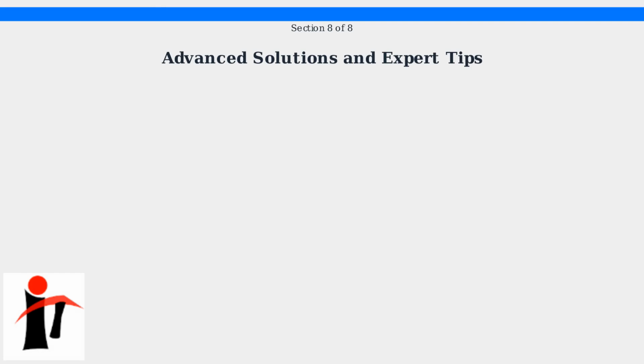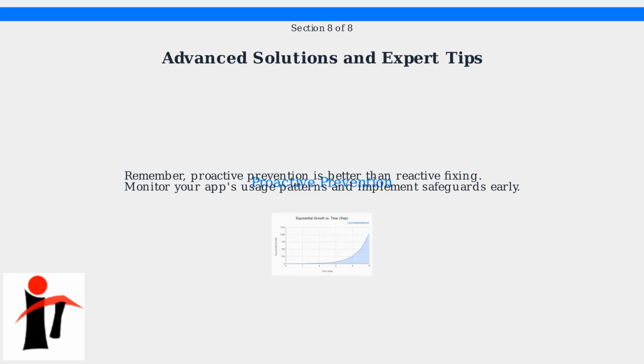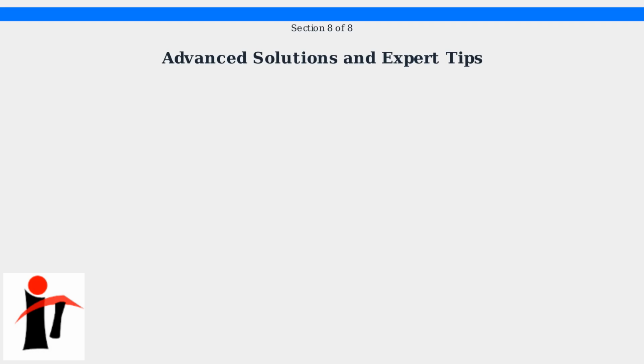or community resources. These platforms are filled with experienced developers and Tesla users who have encountered and solved similar problems, often sharing detailed troubleshooting guides and workarounds. Finally, remember that proactive prevention is always better than reactive fixing. By monitoring your application's usage patterns and implementing safeguards from the beginning, you can avoid many rate-limiting issues before they occur, ensuring a smoother experience for your users.